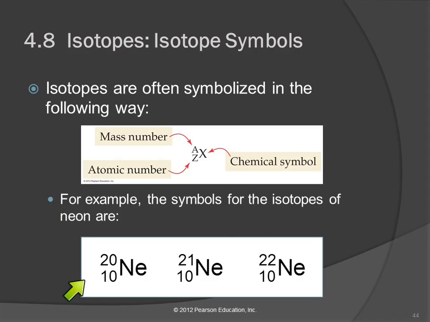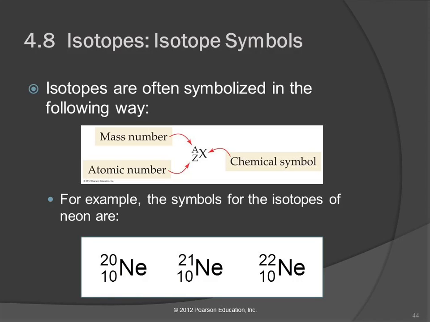So in the previous example with the 3 neon isotopes, they are all neon, so they all have the element symbol Ne, and each of them has 10 protons because neon is element number 10 in the periodic table. All neon atoms have 10 protons. What's different is the mass number. And so this is the number of protons plus neutrons.